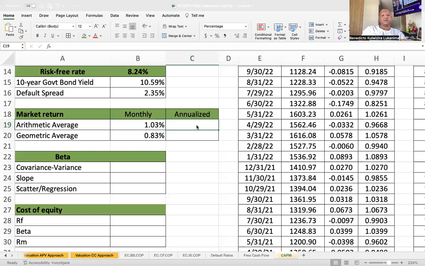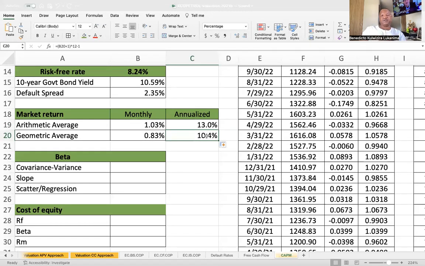Should be equal the average monthly plus 1, then to the power of 12 minus 1. The same will apply for geometric average. So I'm just going to drag that formula. It's important to note that geometric average should always be less than arithmetic average.